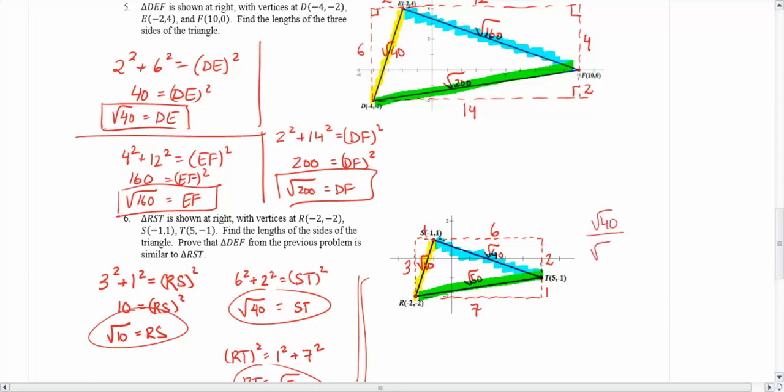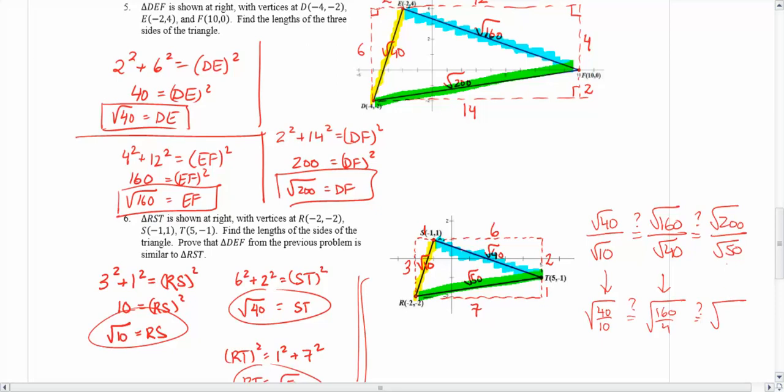Check root 40 goes with root 10. And we're checking that the same as the blue side's matched up. So root 160 over root 40. Checking that the same as the green side's matched up. Root 200 over root 50. And when you have a root over a root, you can turn it into one big root. So this is going to be root 4. Is that the same thing as root 200 over 50? In each case, these turn into root 4, which are definitely equal to each other.